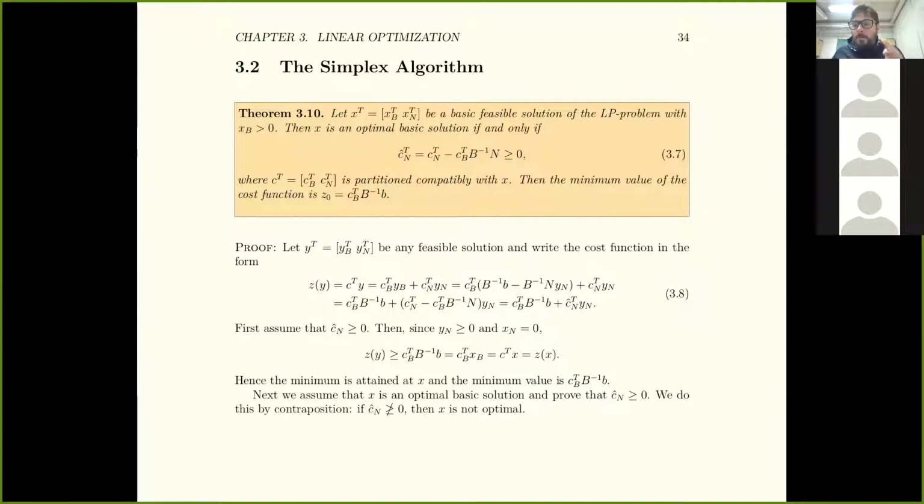And if all of these are greater than or equal to zero, then there are no variables that are now zero that we can increase and make the cost smaller. And that's what this says.